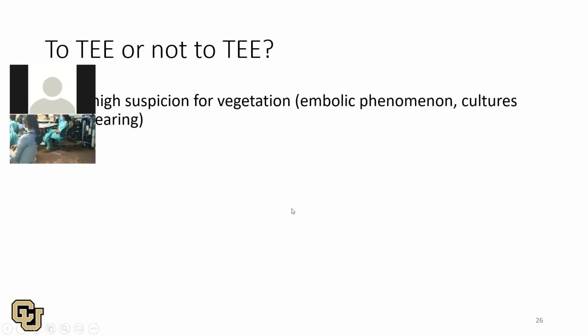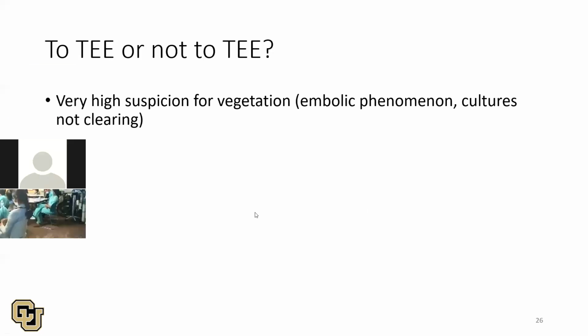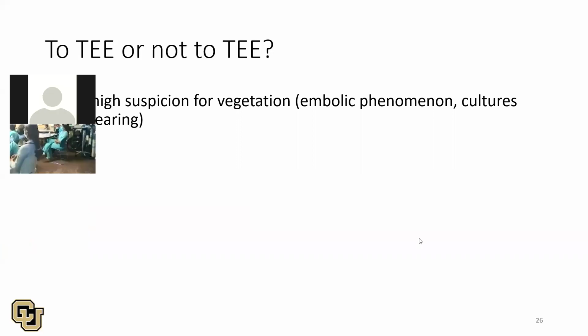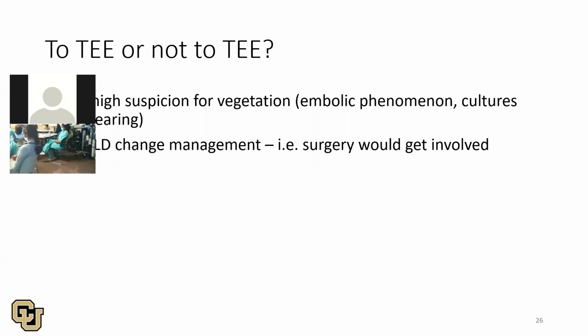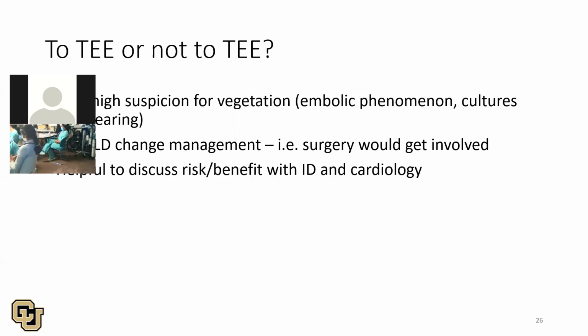And so just some of the things I wanted to absolutely relate to you guys is that when there's a very high suspicion for vegetation, so like I said, embolic phenomenon, or when cultures are simply not clearing would be an indication for a TEE. When there would be a change in management, so if you would get surgery involved per se, then you should get a TEE. And then always discuss the risk and benefits with ID and cardiology, and the 3 teams together can come up with a consensus on how beneficial a TEE would be in this patient.